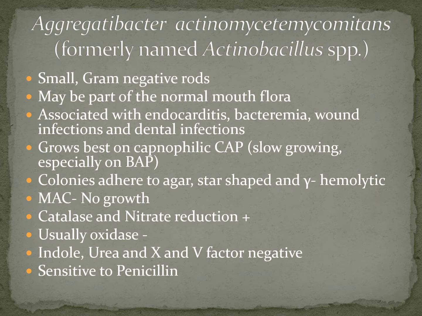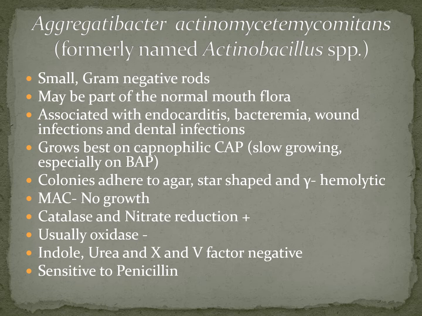Aggregatibacter actinomycetemcomitans is usually found as normal oropharyngeal flora of humans, cattle, and pigs. They can be an opportunistic pathogen and cause things like endocarditis and periodontal disease. They can also cause infections in people that have been bitten by cattle or pigs. Okay? Now, these are small gram-negative rods. There's a nice figure in your book that you can take a look at, and they may be part of the normal mouth flora. They are associated with all kinds of diseases. I already mentioned endocarditis and periodontal disease, but also they are associated with bacteremia and wound infections.